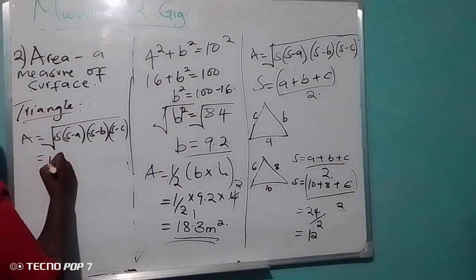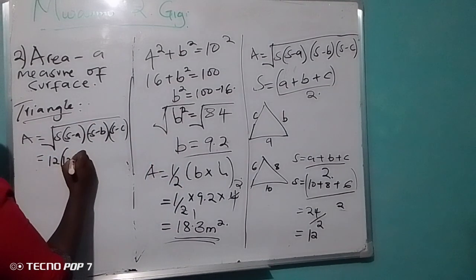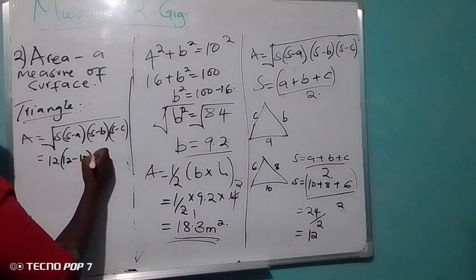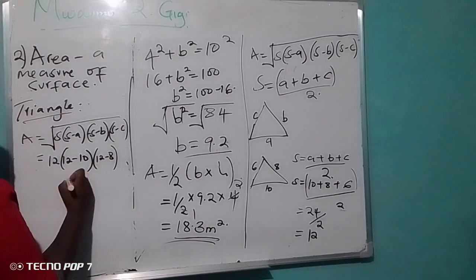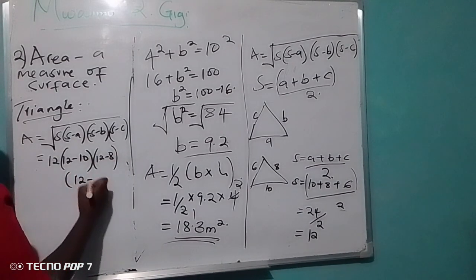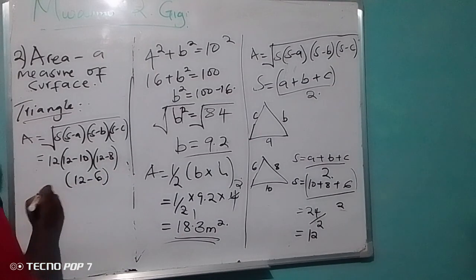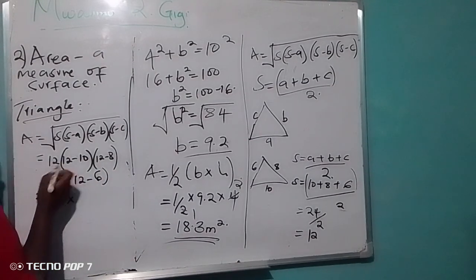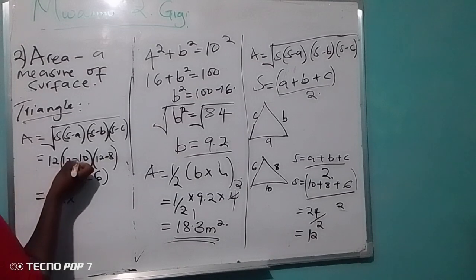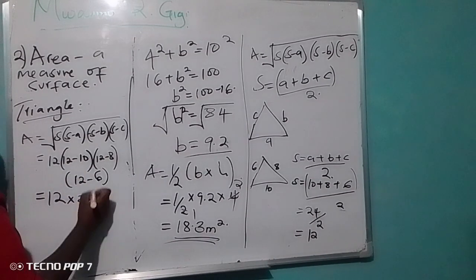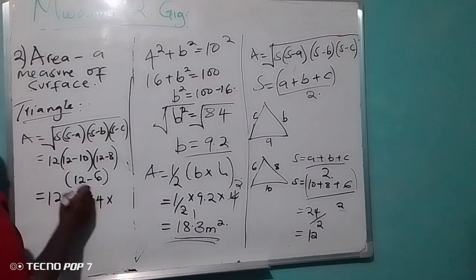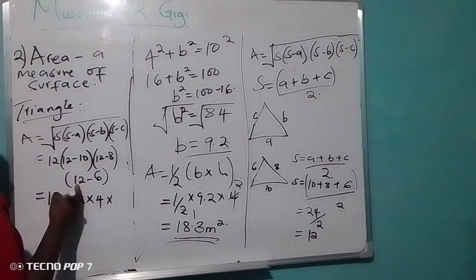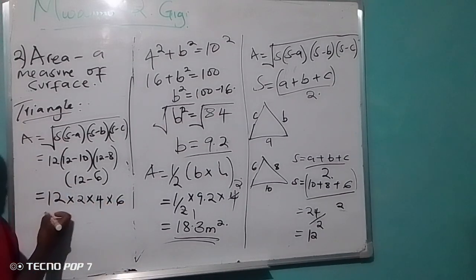So S is 12. So 12 into 12 minus A, 10, 12 minus B, 8, 12 minus C, 6. So it will be 12 times, the first one is 12 minus 10, 2. Then times 12 minus 8, 4. Times 12 minus 6, 6. Yeah. So 12 times 2 times 4 times 6, how much is it?